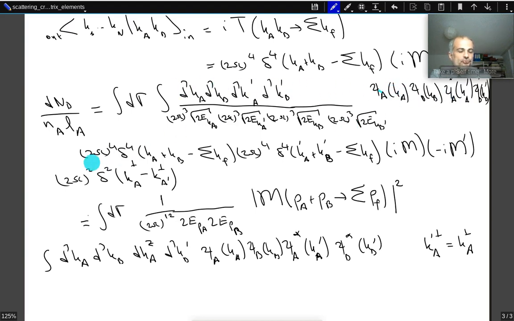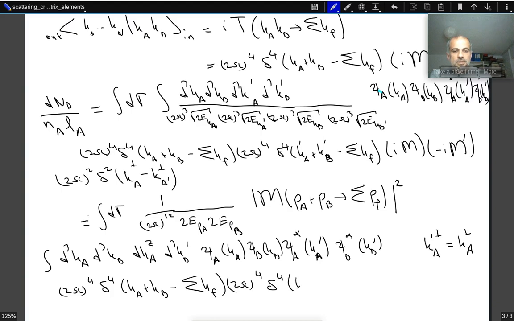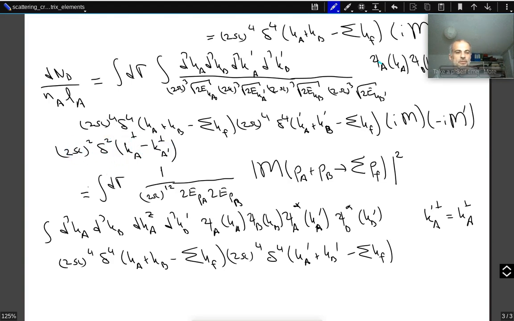This measure is written. Well, I have the 2 pi to the 4, the 4-dimensional Dirac delta of Ka plus Kb minus sum over Kf. 2 pi to the 4, 4-dimensional Dirac delta of Ka prime plus Kb prime minus Kf. And this Dirac delta is gone. I have already evaluated it. There is a 2 pi squared.